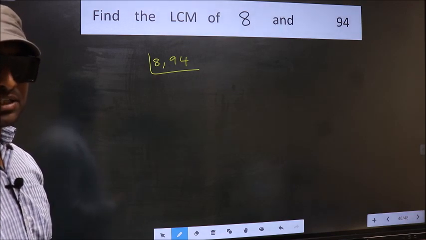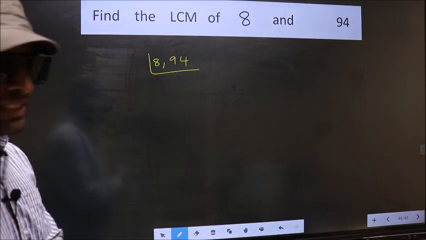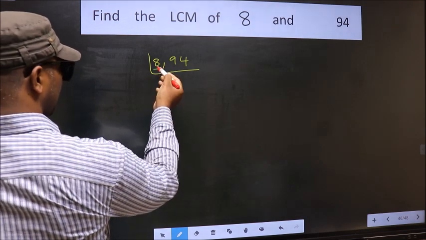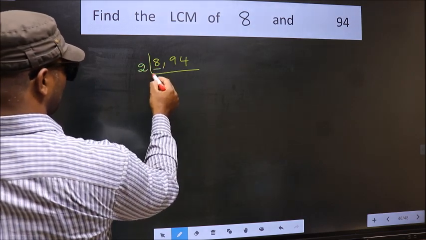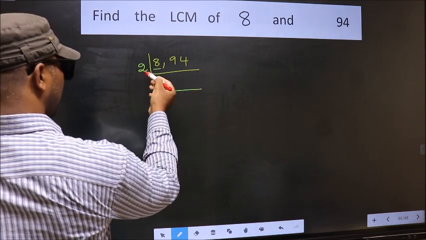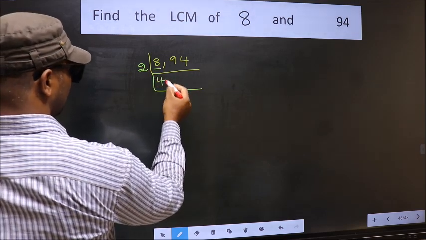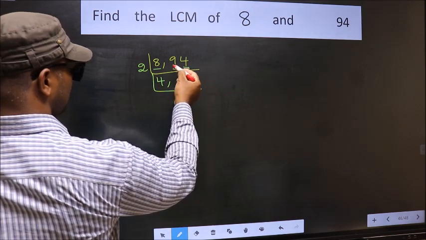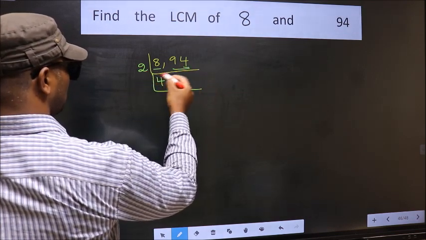Now you should focus on the first number, which is 8 here. 8 is an even number, so take 2. When do we get 8 in the 2 table? 2 fours 8. Now the other number 94, last digit 4, even, so this number is divisible by 2.